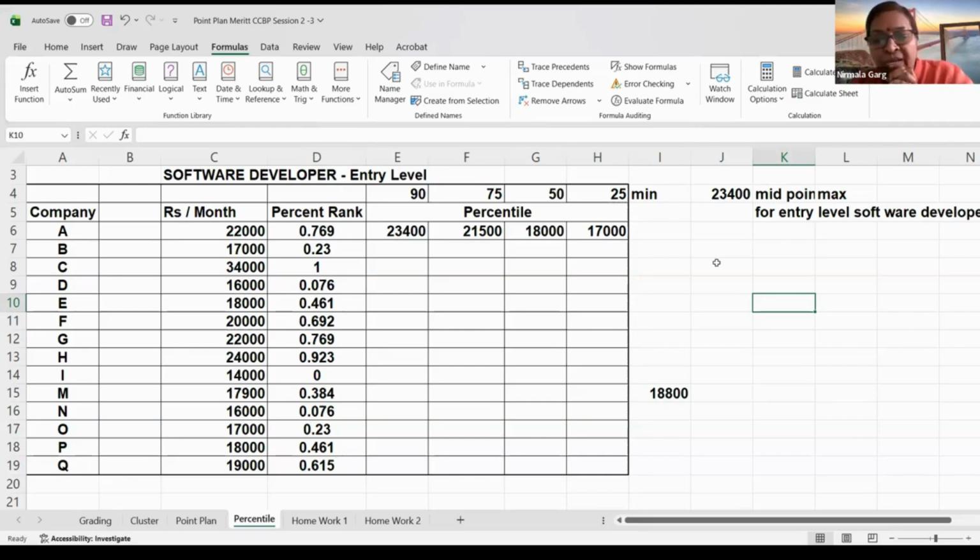Yes, Ritu, go ahead. All these data points are actually median, right? Absolutely. When you collect market data, all of them are median data.